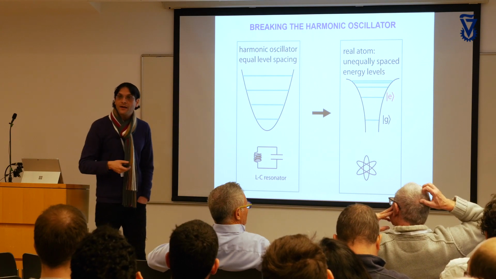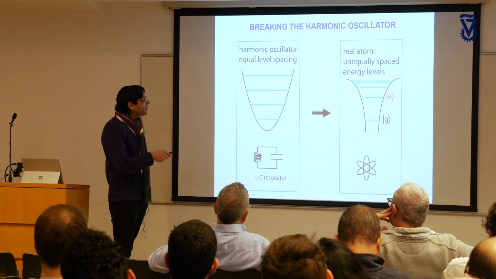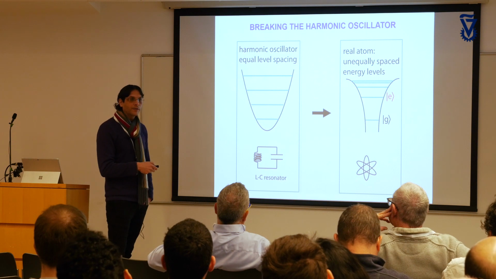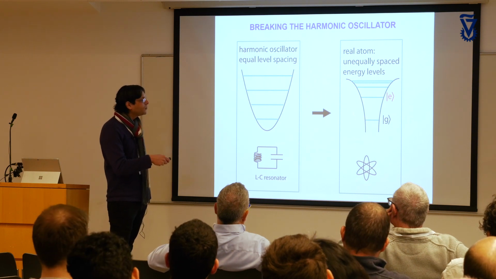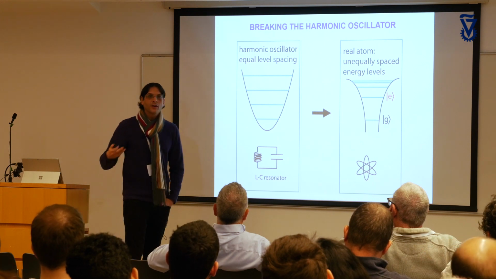Now, this is not an atom, right? To get an atom, to get some two-level system, we need some nonlinear system, like a real atom, where we can take out two energy levels and use them as our quantum bit.